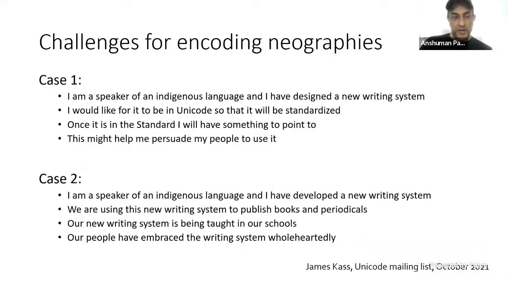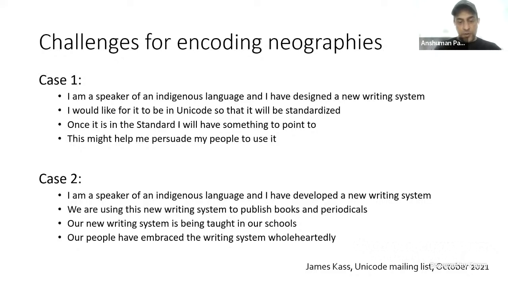So there are 2 cases that I want to call out here. These were raised by James Kass on the Unicode mailing list in October of last year. And these 2 cases help us understand a dividing line, or a metric, for determining suitability for encoding neographies in Unicode. In both cases, we have a speaker of an indigenous language who has created a new writing system. For case 1, the individual would want it to be in Unicode so that there will be a standard for the script. And once there's a standard for it, the individual can go to the community and say, hey, look, we have a writing system that's been encoded by an international body. Now let's start using this as our native script. Right? So that's a very proactive way of pushing forward a neography agenda.